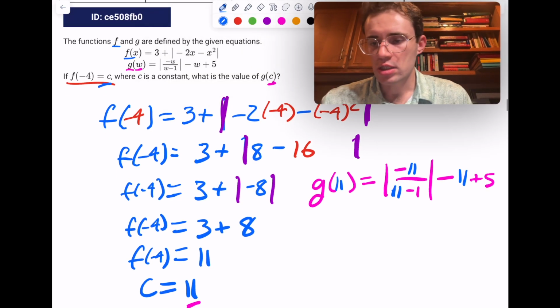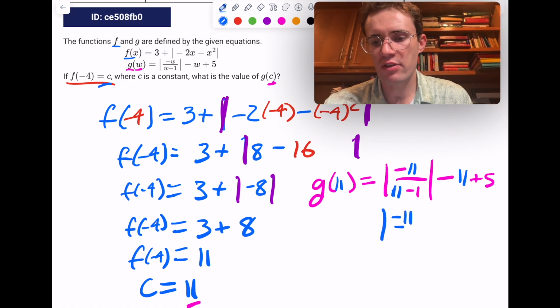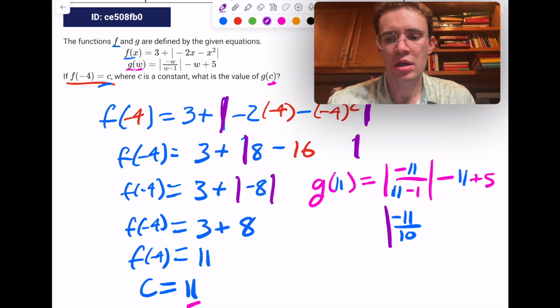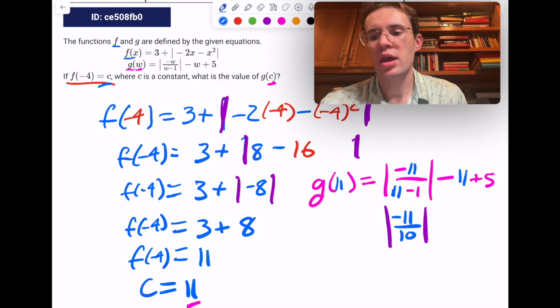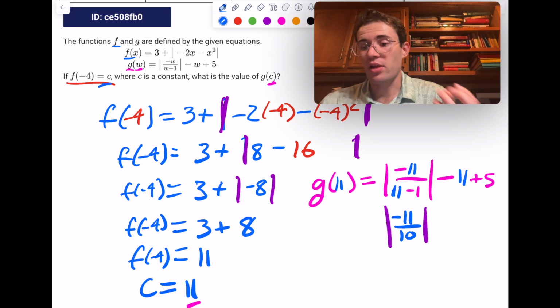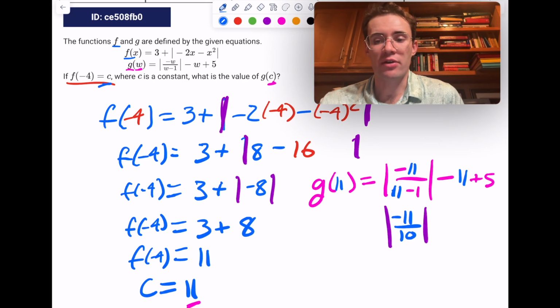And now we just simplify this. So we get 11 minus 1 is 10. So it's the absolute value of -11 over 10. And I'll do the absolute value symbols again in purple so it doesn't get muddled. -11 plus 5. You can think of that as adding -11 and then adding 5. So the commutative property means it doesn't matter if we add it with this part first. I'll just combine those.